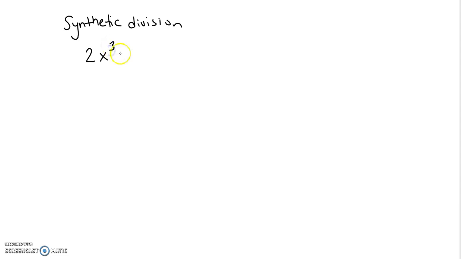I am just going to show a quick video on using synthetic division for polynomials. And I'm going to make up a problem. Let's take 2x to the third minus 3x plus 7, and let's divide it by x plus 2.